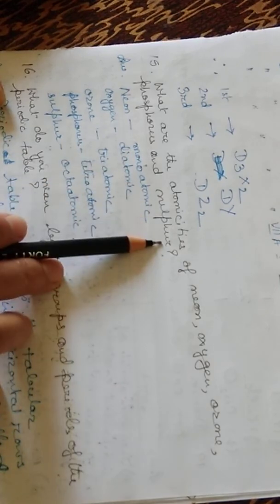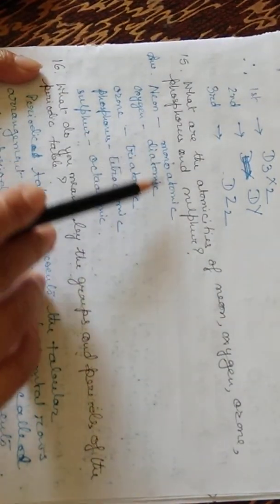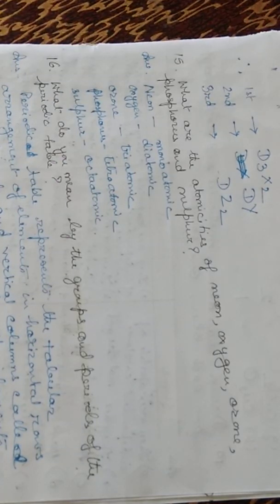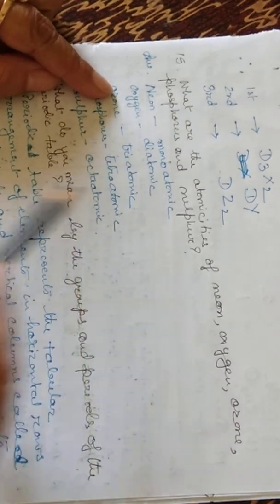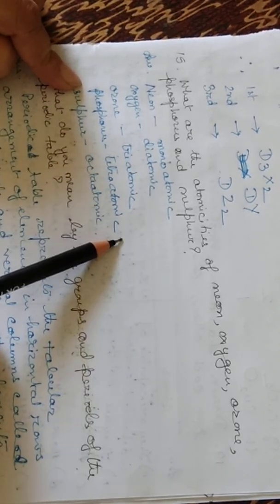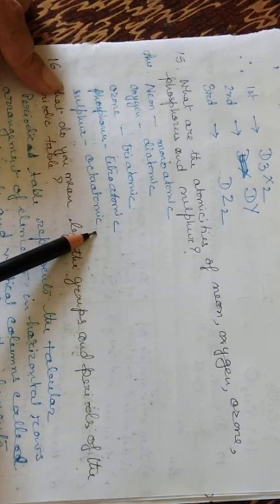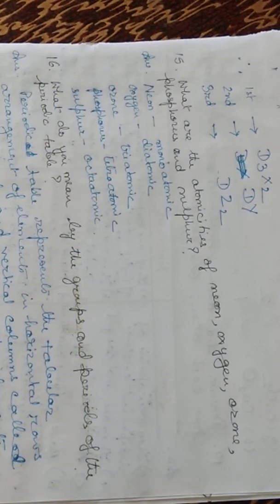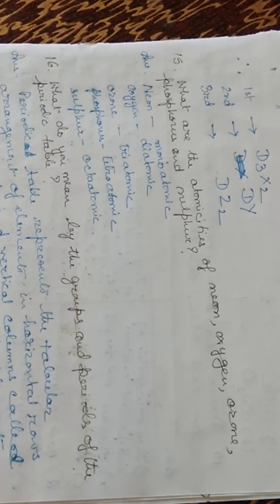What are the atomicities of neon, oxygen, ozone, phosphorus and sulfur? Neon is monoatomic because it is a noble gas or inert gas. Its valency is 0. It can exist freely in its atomic state. So it is monoatomic, oxygen is diatomic, ozone is triatomic, phosphorus is tetraatomic, sulfur is octatomic. Oxygen requires 2 atoms to form one molecule, ozone requires 3 oxygen atoms to form one molecule of ozone, phosphorus needs 4 atoms of phosphorus to form one molecule of phosphorus, and sulfur needs 8 atoms of sulfur.